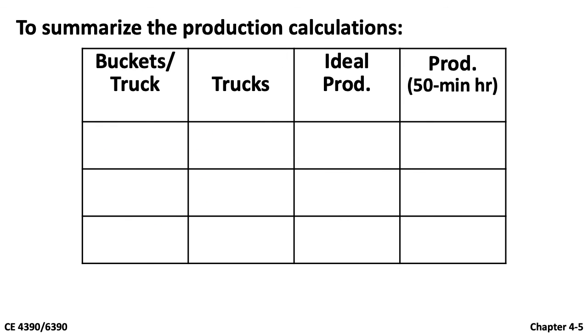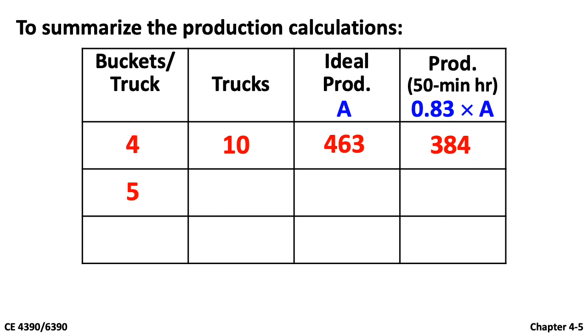So let's summarize the production calculation. With 4 buckets and 10 trucks, the ideal production is 463 loose cubic yards per hour. If you call this column A, the production after considering the efficiency is going to be A multiplied by the efficiency of 83%, which is equal to 384 loose cubic yards per hour.